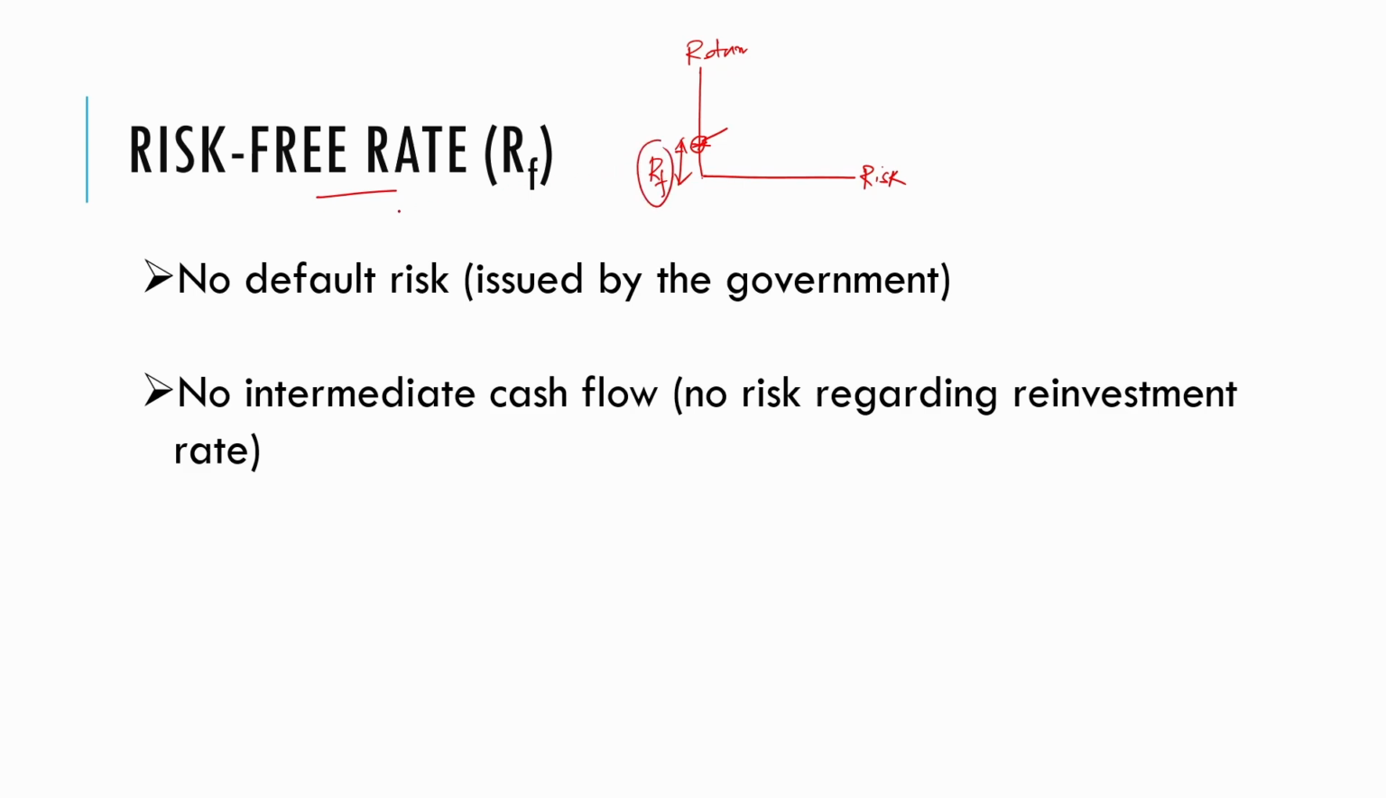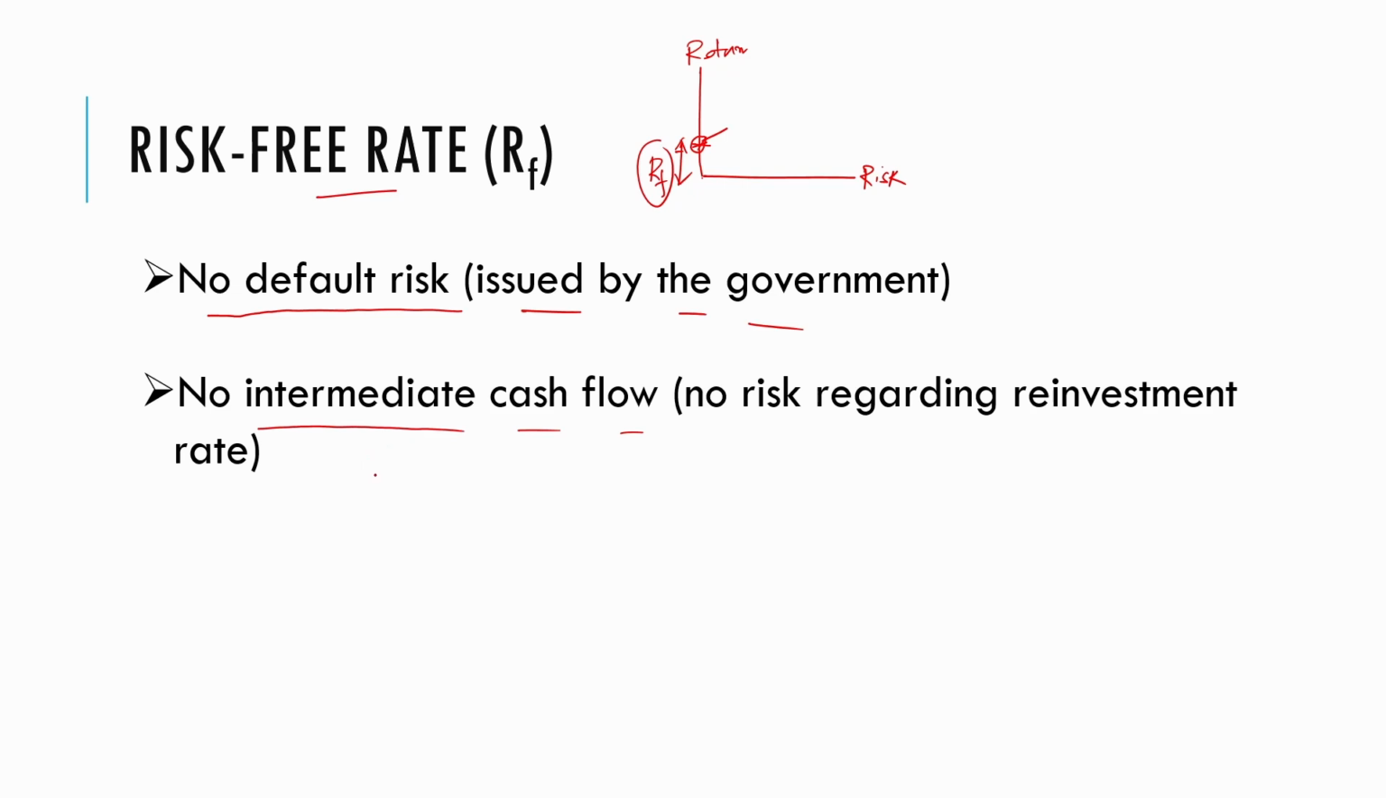That comes from the risk-free rate, so that is called the risk-free rate. What is the source of the risk-free rate? Basically there are two criteria. The first one is that there is no default risk, that means primarily it is issued by the government, and also no intermediate cash flow.